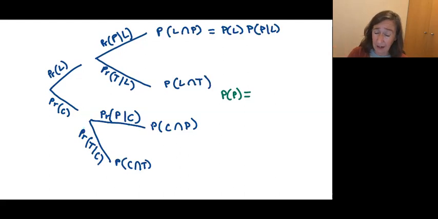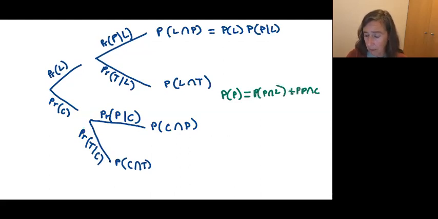So this is the divide and conquer rule for sets. I can divide up P into P intersect L and P intersect C. And since L and C are mutually exclusive, their intersections with P will be mutually exclusive, so I can just add up these probabilities. That is the probability.